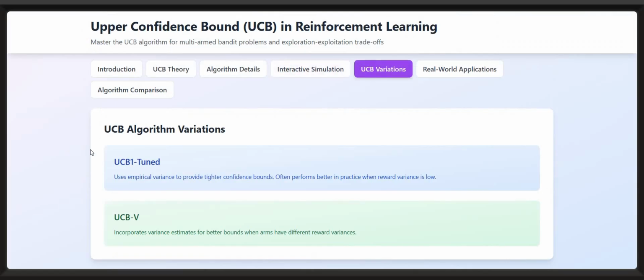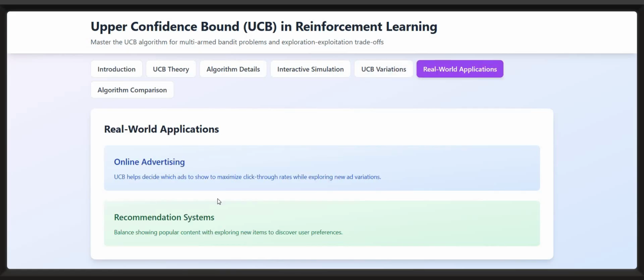And variations is here. One version is called UCB1-Tuned. The difference here is that instead of using a fixed confidence term, it tries to adapt based on the observed variance of each arm. So if an arm has low variance, meaning the reward is pretty stable, it doesn't need as much exploration. Another version is UCB-V. This one explicitly includes a variance estimate inside the formula, so it is more sensitive to arms with different reward patterns. If one arm has very spread out results, the algorithm adjusts accordingly.